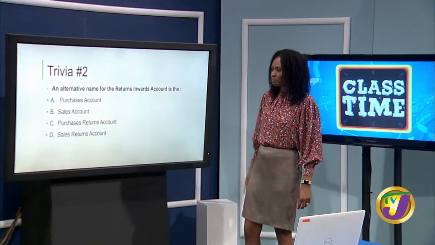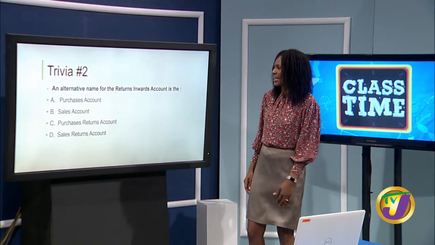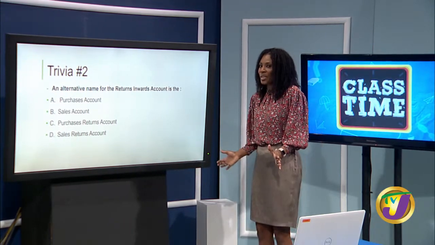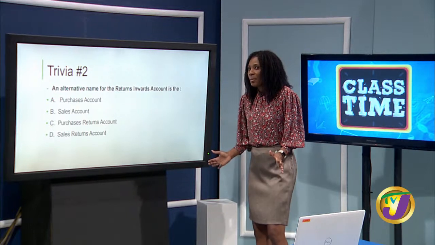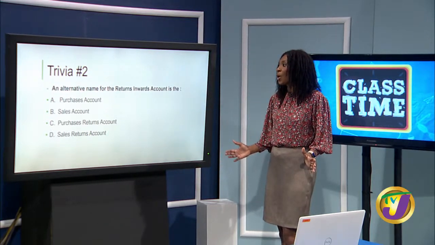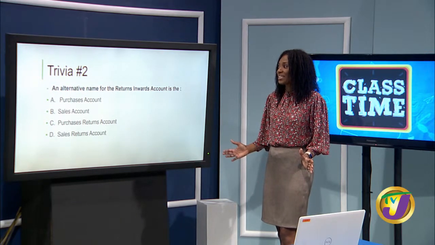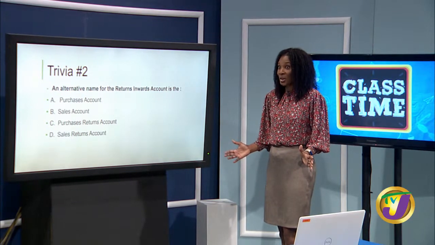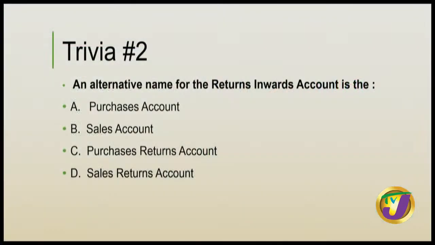So L Love returned goods to us, $450. Let's see how we would do that in the ledger. But just before we get to that, let me just tell you. An alternative name for returns inwards account is what? Is it the purchases account, the sales account, the purchases returns account, or the sales returns account? Answer is coming up.